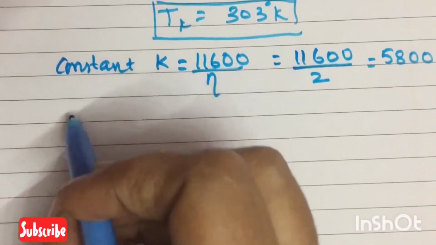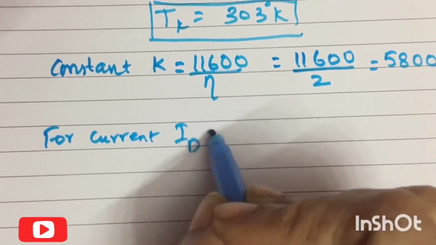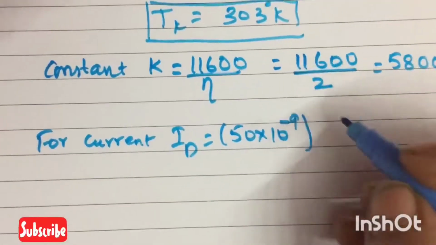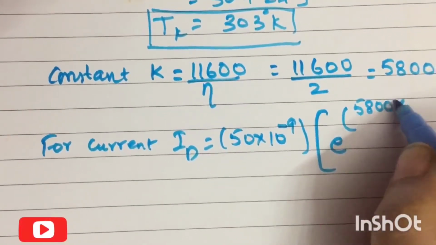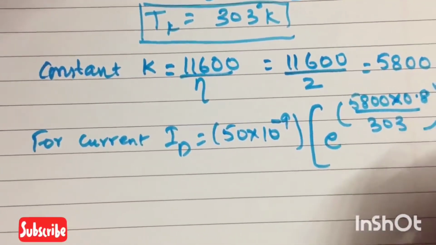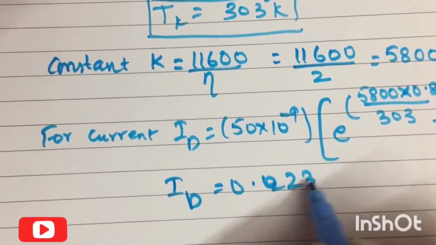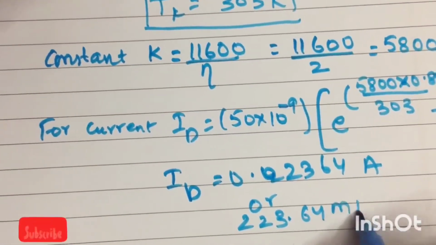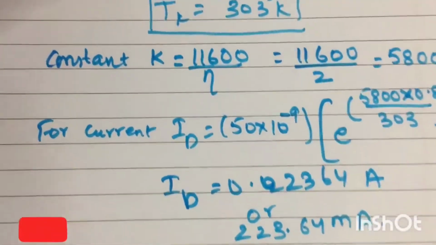Okay, so now substituting this in that equation, forward current ID is equal to 50 into 10 power minus 9, that means nano, right? 50 into 10 power minus 9 e power 5,800 into 0.8 by 303, the temperature, minus 1. So on solving this, you will be getting ID is equal to 0.22364 amperes, or you can write it as 223.64 milliamperes. Okay, this is how you will be solving diode current equation problem.